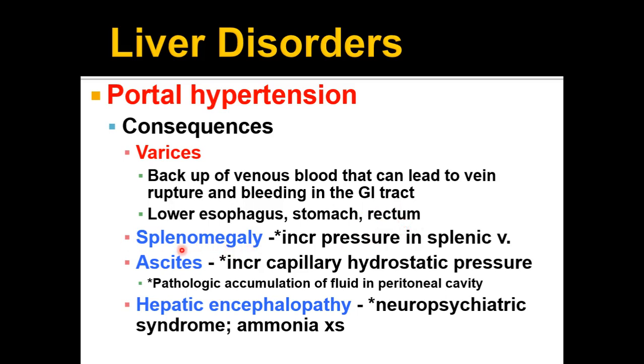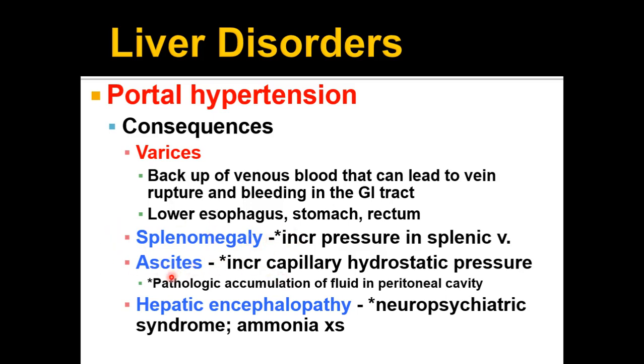And then splenomegaly can occur from portal hypertension as well because of increased venous blood pressure backing up into the spleen. That can cause the spleen to take on more pressure and more venous blood, enlarging the spleen.